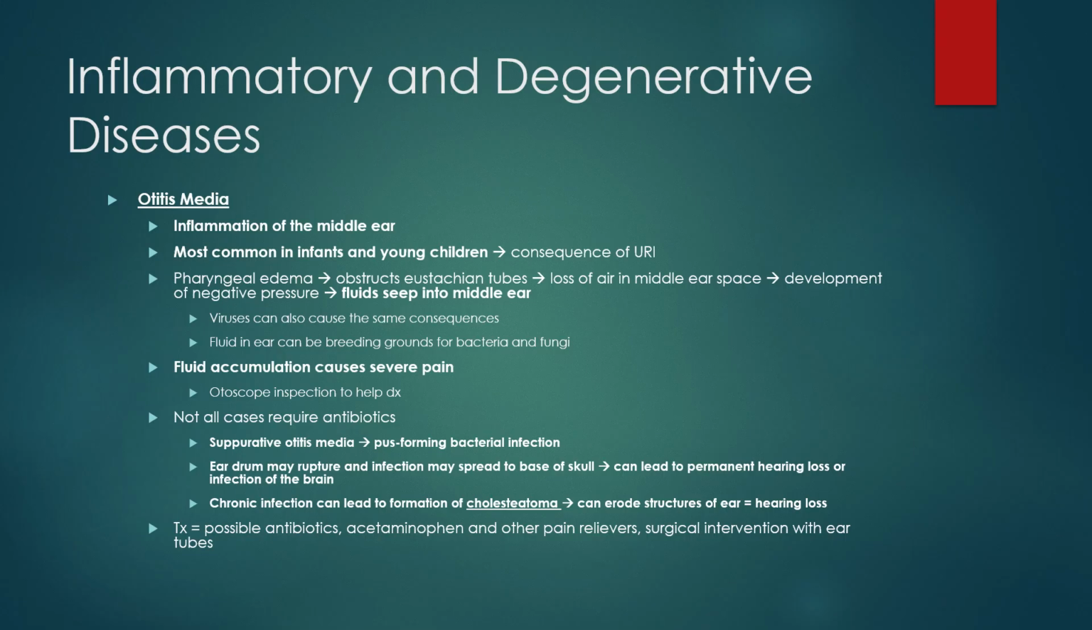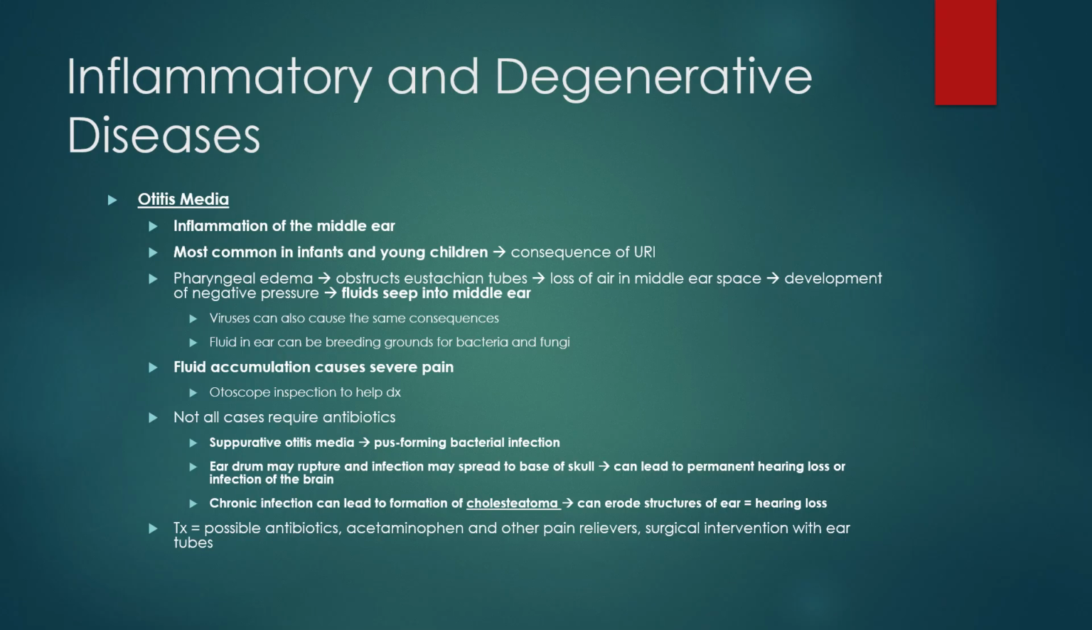However, complications can occur. Suppurative otitis media is a pus-forming bacterial infection. The tympanic membrane may rupture, which may rarely relieve pain, but risks spread of infection. Severe or untreated cases can spread to the base of the skull or even into the brain. Chronic infection can lead to the formation of a cholesteatoma, which, despite the name, is not a tumor and does not contain cholesterol. It's actually an abnormal collection of keratinizing squamous epithelium that erodes middle ear structures and can cause permanent hearing loss.